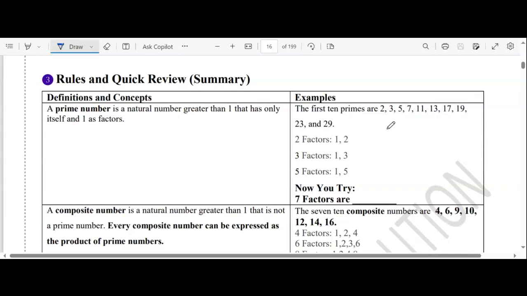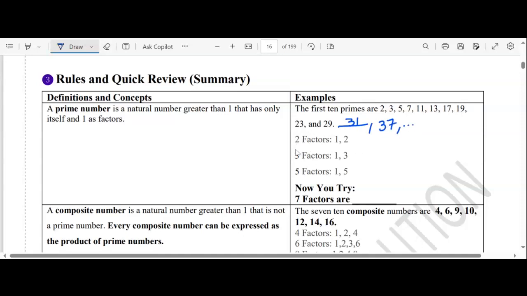Okay? What do you think the next number would be after 29? Anyone? Next one? Give me a number. 31. Correct. Another number? 33. No. 34. No. 73. 37. 37. Correct. And so on.